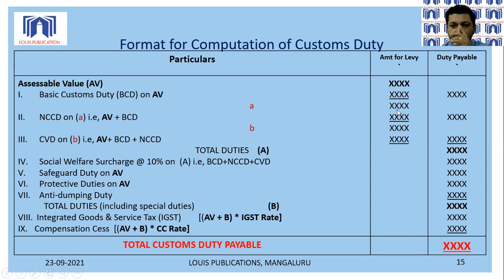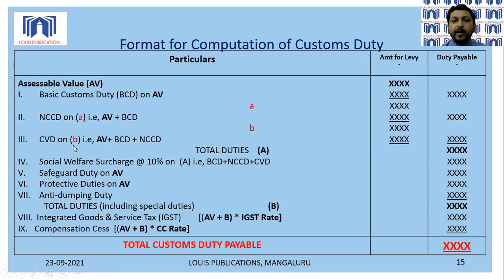Then we add NCCD to this point A, we arrive at B, and same NCCD value will be recorded in the outer column. This is same number. National Calamity Contingent Duty will be recorded in the outer column also. In the meantime, we add the value A with NCCD, we arrive at B. This is assessable value plus BCD, basic customs duty, plus NCCD put together. And on this value, that is B, we are going to levy countervailing duty.